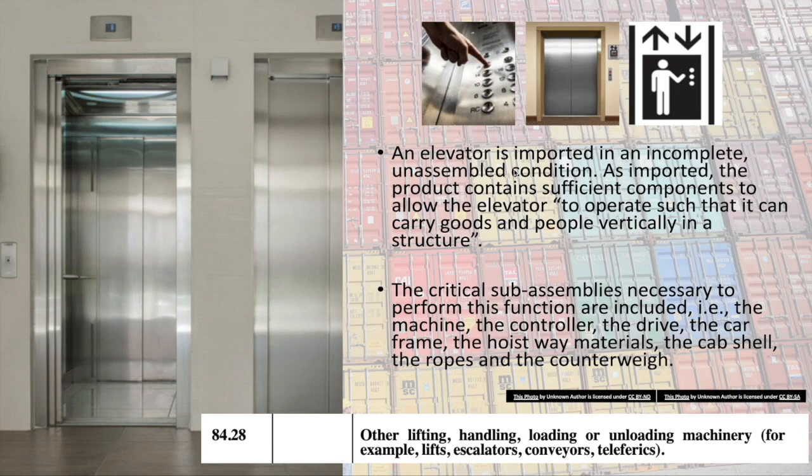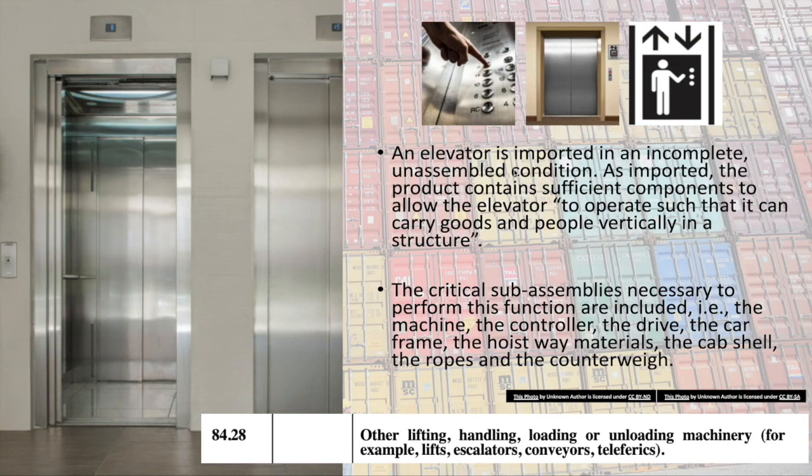For example, an elevator is imported in an incomplete, unassembled condition. As imported, the product contains sufficient components to allow the elevator to operate such that it can carry goods and people vertically in a building structure. The critical subassemblies necessary to perform this function are included: the machine, the controller, the drive, the car frame, the hoistway material, the capsule, the ropes, and the counterweight.